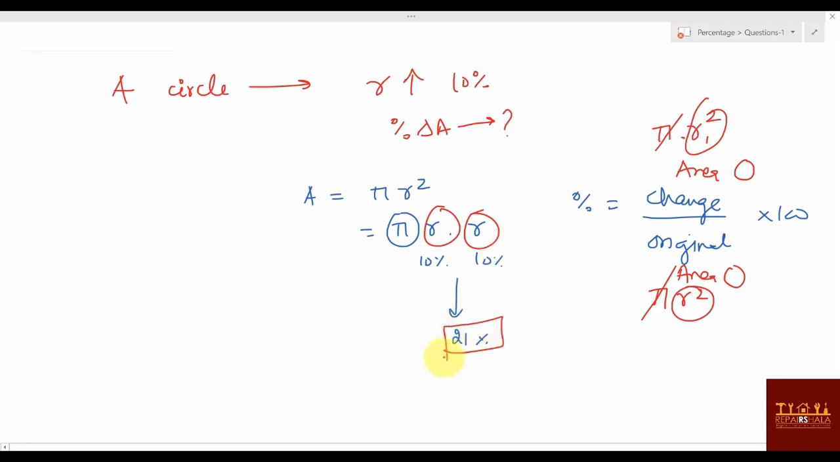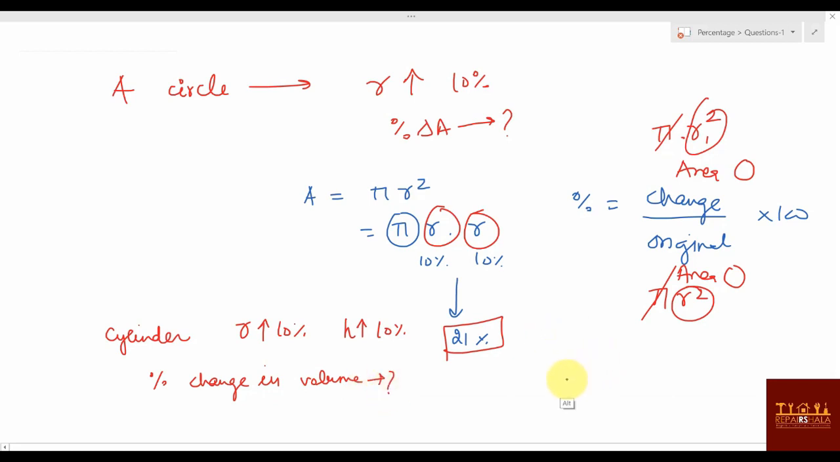Okay. Suppose another example if I give you, a cylinder is there and its radius is increasing by 10% and height is also increasing by 10%. Then what is the percentage change in volume? How will you find?